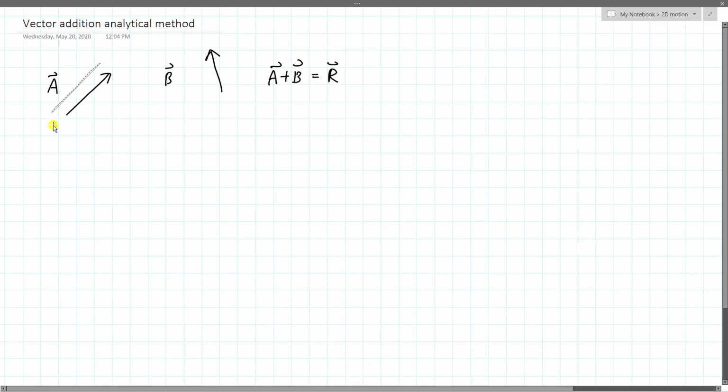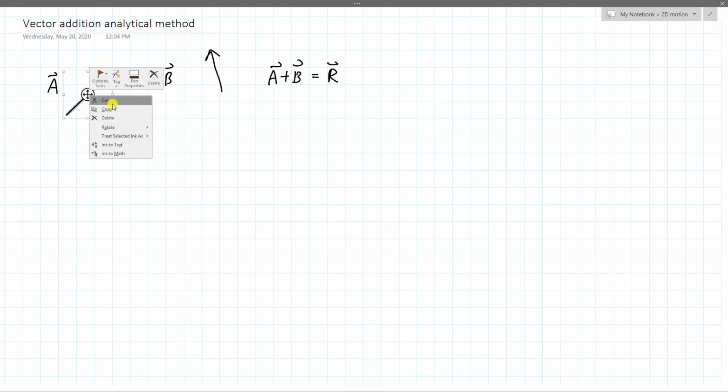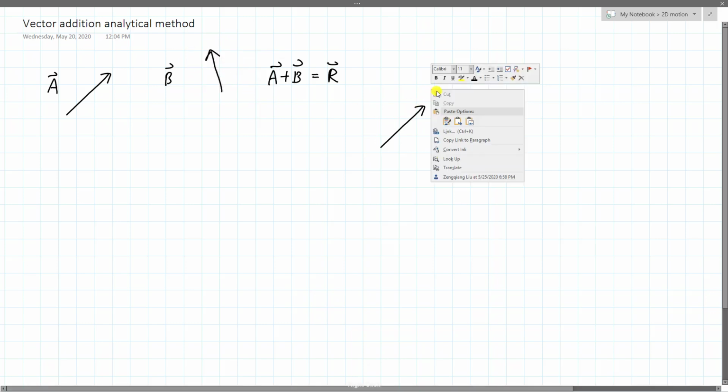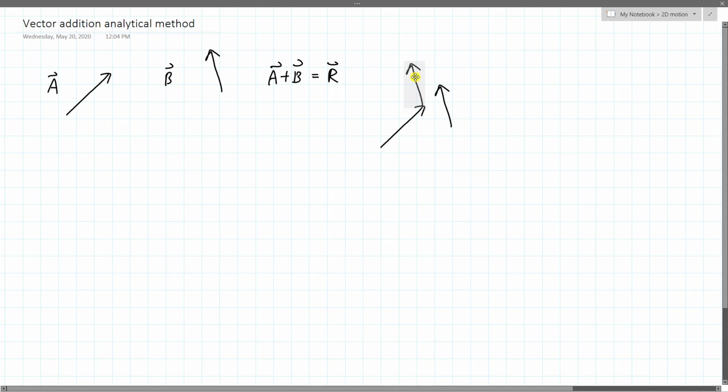All I have to do is the tip to tail method, right? So copy, and I'll paste that right here, and then I'll chain A with B. Okay, so A's tip to B's tail. And with a ruler, I can draw from tip to tail. Let's change color. So this is R, right?